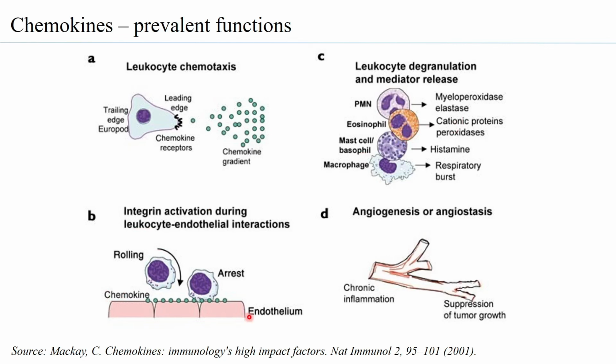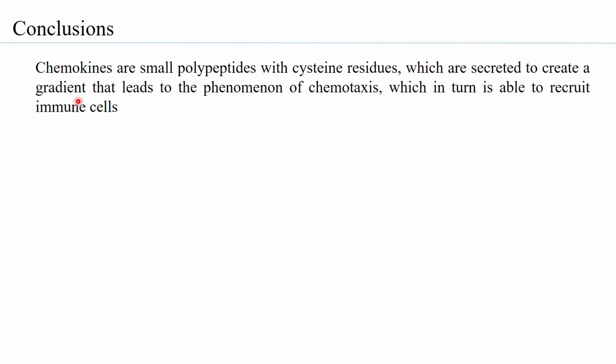And of course, in extravasation, chemokines and the chemokine receptors enable arresting the rolling of the leukocytes. And once it is arrested and attached to the endothelium, then it can transmigrate into the tissue. So this is important. Another major area where it has been found to have a role is in angiogenesis or angiostasis. Plus, it is important to know that chemokines also help the immune cells to recognize a lot of foreign antigens. So let us make conclusions.